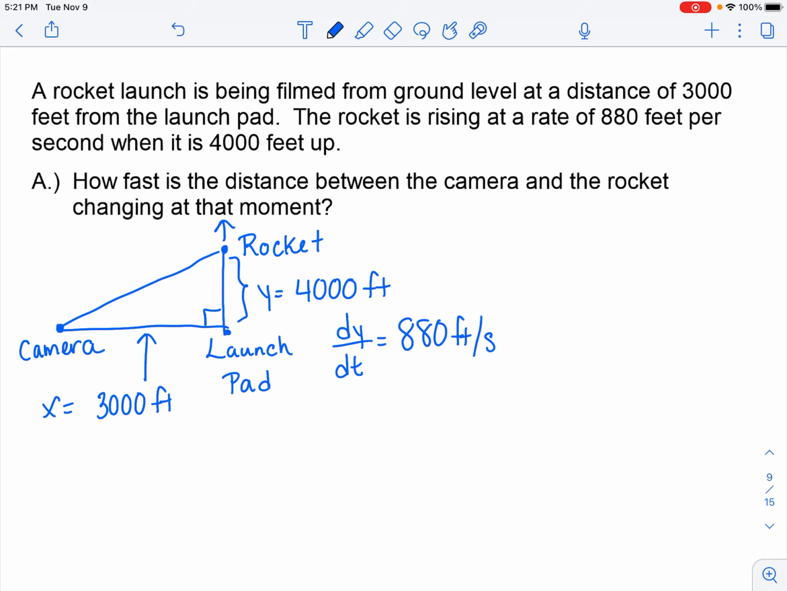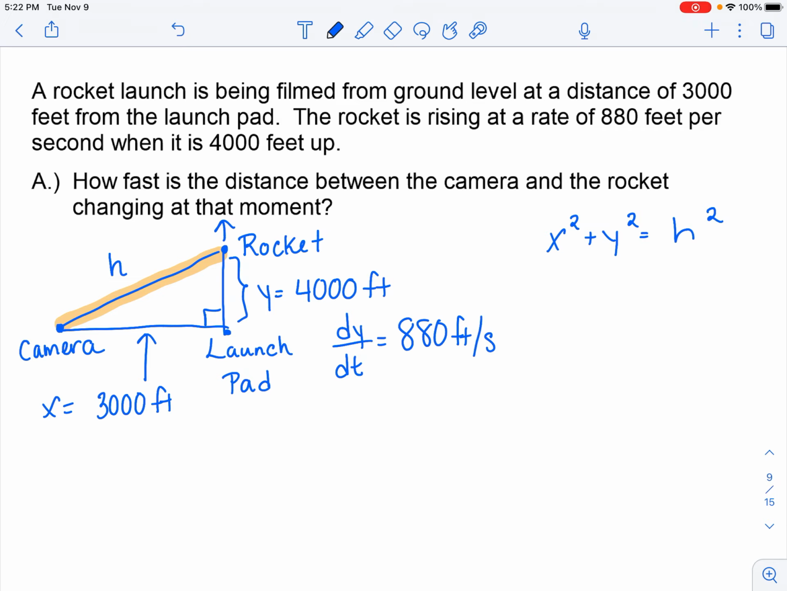So the question, what are we being asked to figure out? How fast is the distance between the camera and the rocket changing at that moment? So that's asking, how fast is this distance changing? All right. So I'm going to call that h for hypotenuse. You can call it whatever you want. Okay. If you want to do x, y, r, you can do that. All right. So this is another Pythagorean theorem problem. So I'm going to again have x squared plus y squared equals h squared.